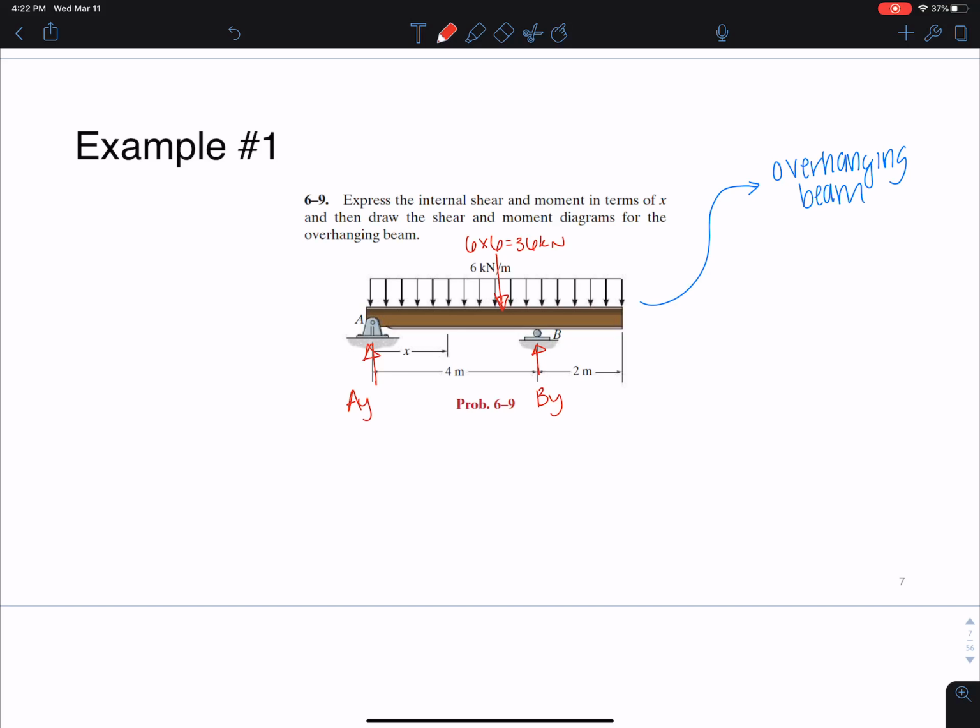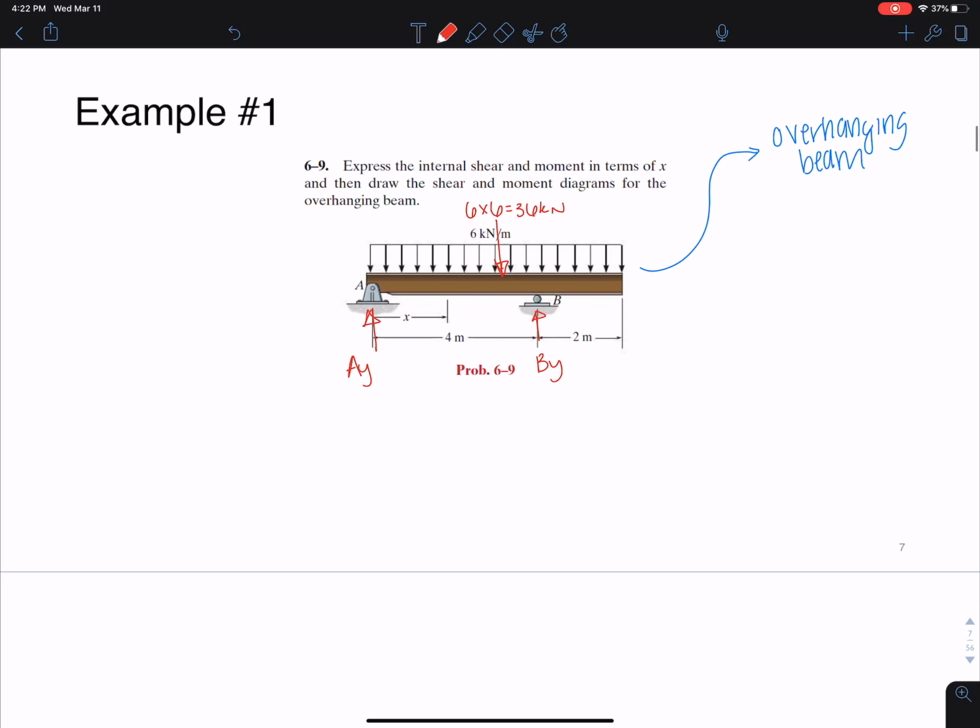Okay, and I want to solve for AY and BY, so I'm going to start by summing moments. Okay, so I'll do that right here. Sum of moments about A equals 0. Counterclockwise is positive. And I have BY times 4 minus 6 times 6. That's the 36 times a moment arm of 3. And I get BY of 27 kilonewtons. Okay, so I'm going to put that down here, 27 kilonewtons.